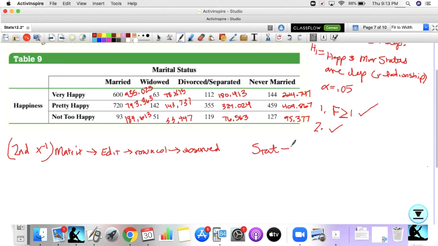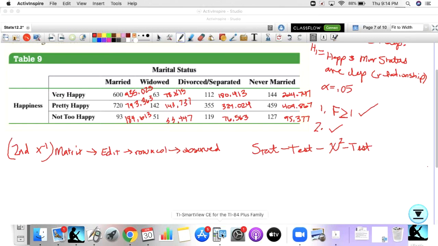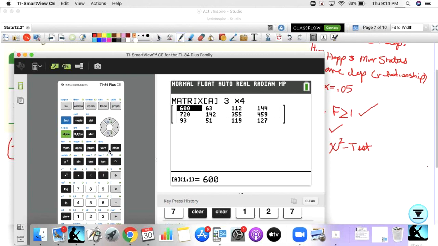We're going to go into our test menu. And then you want to ask yourself, what's our test statistic here? It's chi-squared. So we're going to go down to chi-squared, and we're actually going to go right down to chi-squared test, which is right above the goodness of fit test that we did in our previous lesson. And from there, we're going to be able to get our test statistics. We're going to be able to get our p-value.